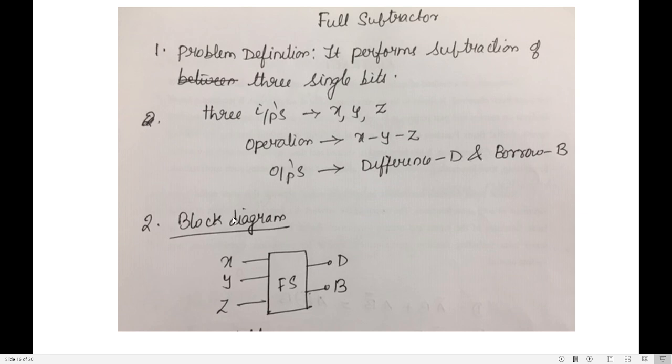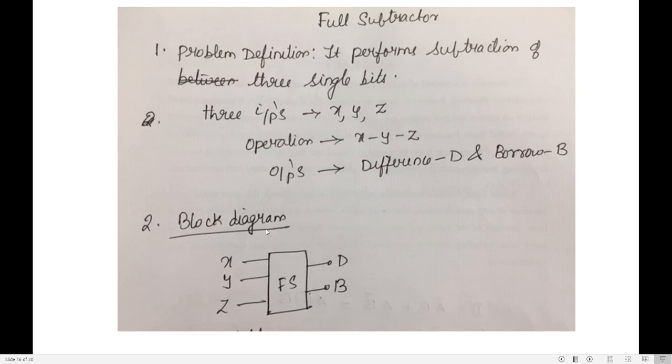So draw the block diagram for it. How many inputs? x, y, z. How many outputs? Two outputs. One is difference, the other one is borrow. FS stands for full subtractor. So this is the block diagram for the full subtractor question.